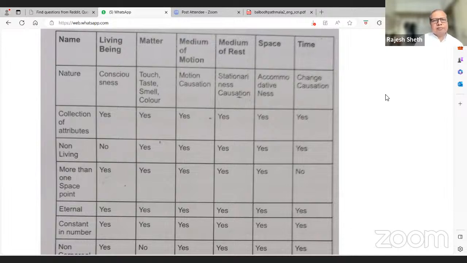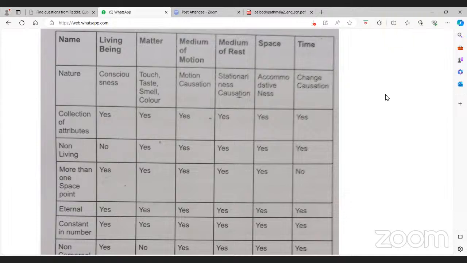Let's see the chart. Now just try by yourself whether you are able to understand or not. Madhuji, you try for the first one, nature. You spell out what is the nature of each substance, and then you tell me whether you are able to understand it or not. Yes, sir. Can you repeat, sir, what I have to say?